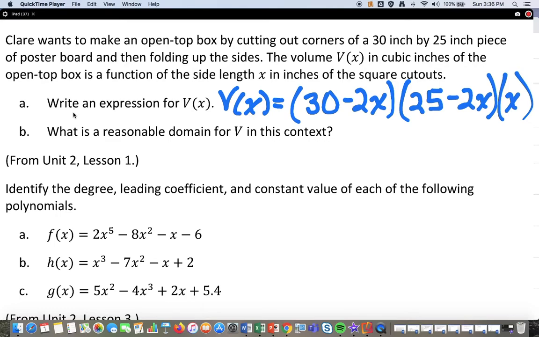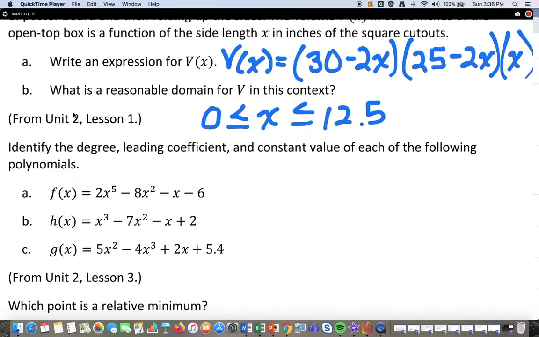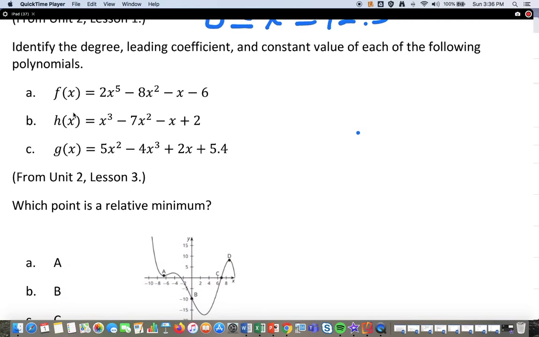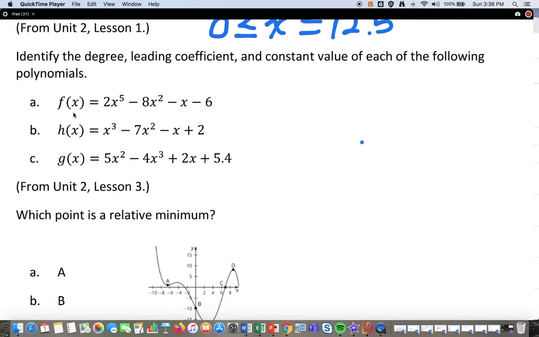And so what is a reasonable domain for x for that function? Well, the shortest side is 25 inches, and we can only cut into that at most 12 and a half of 25. So I would say x has to be between 0 and 12.5 for the domain. We don't need to talk about anything more because we wouldn't be able to make a box if we did anything greater than that.